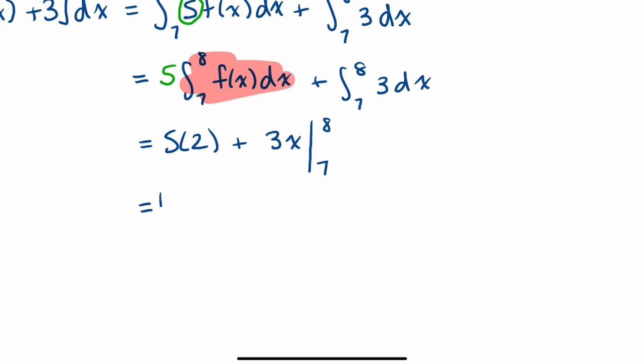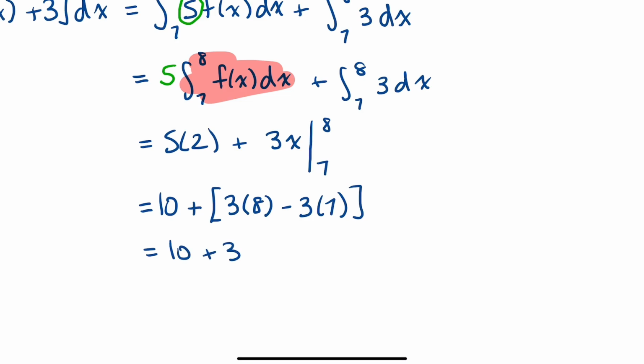So 5 times 2 is 10, and we're going to evaluate the 3x. So we're going to evaluate at the higher number first, and then subtract with the lower number. And so this is going to give us 10 plus 3, which is just equal to 13. So this would be your final answer.